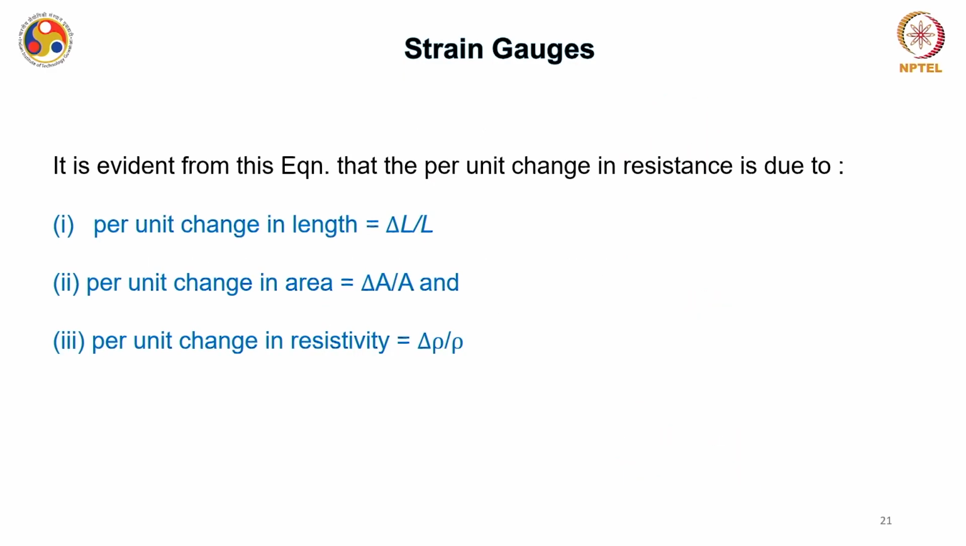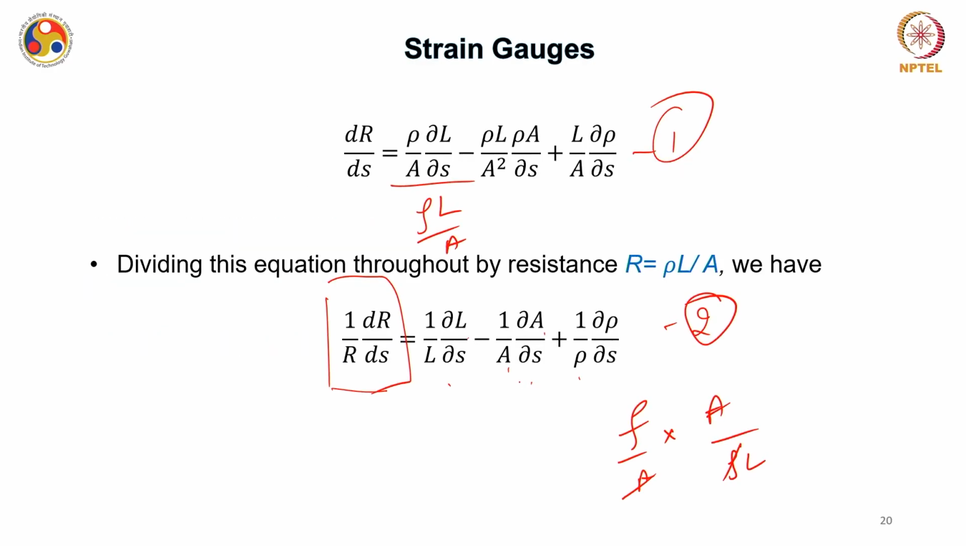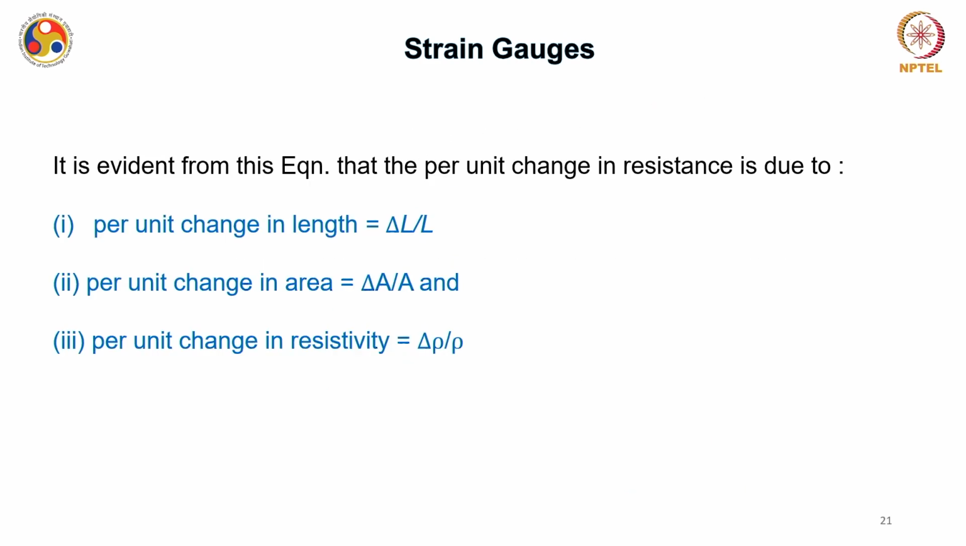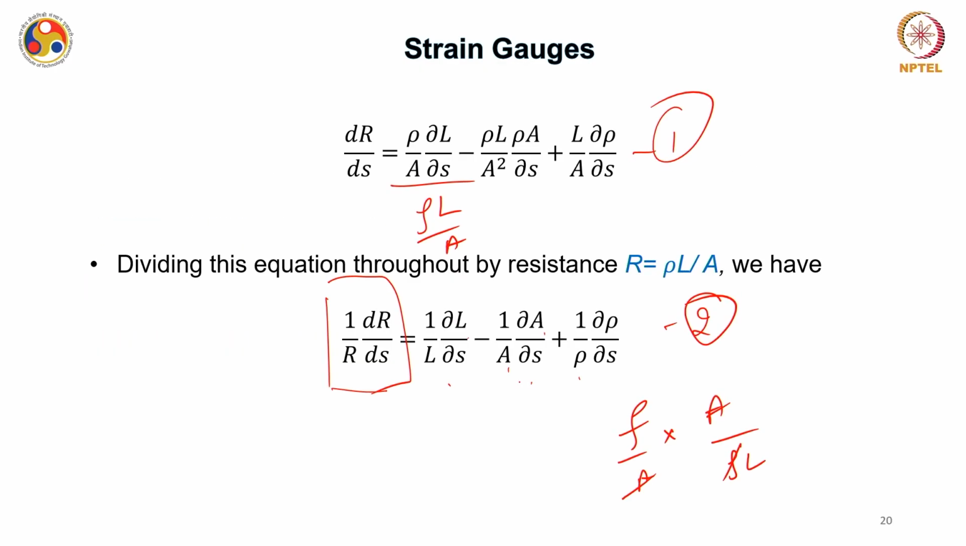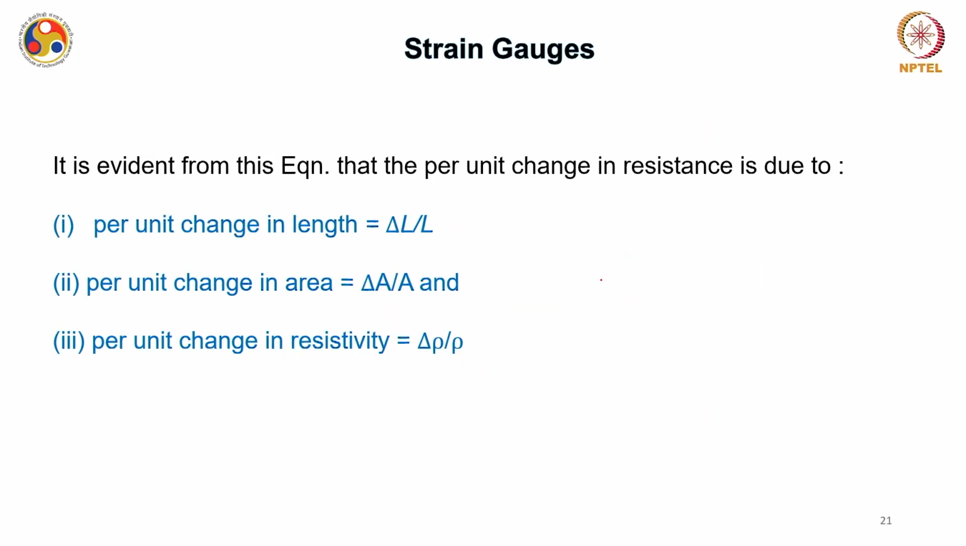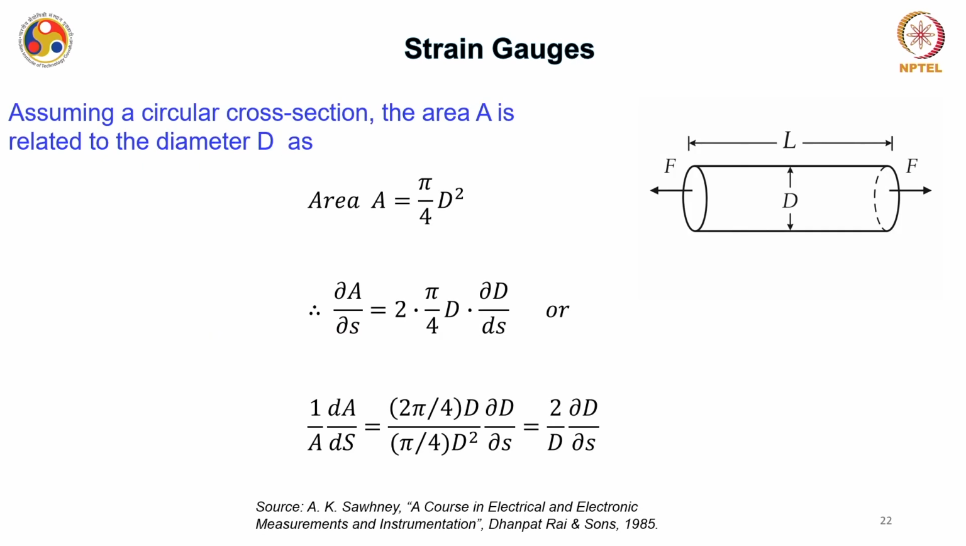Now, it is evident from this particular equation 2 that per unit change in resistance is due to per unit change, because we have divided it by R. That means per unit change in the resistance is equal to per unit change in the length, so this term del L by L, per unit change in the area del A by A, and per unit change in the resistivity. So per unit change in the resistance is due to per unit change in the length, per unit change in the area, and per unit change in the resistivity, and this is a very important concept to learn from these strain gauges.